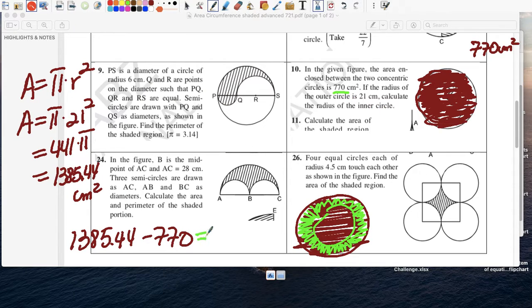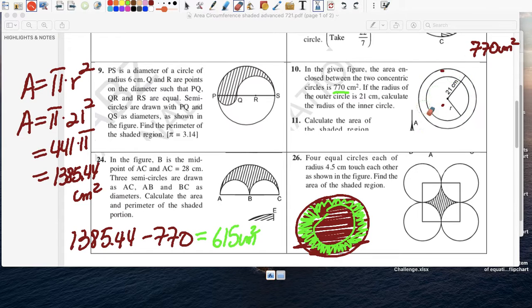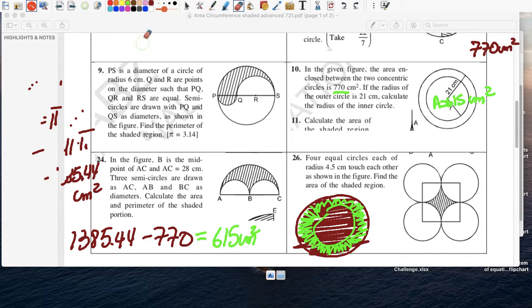So if I cut that out, I'm left with 1385.44 minus 770, which is 615 centimeters squared. So what does that mean? 615 is the area of the small circle. Right there, the smaller circle inside, the area is 615 centimeters squared. If I have the area, guess what? I can find the radius.